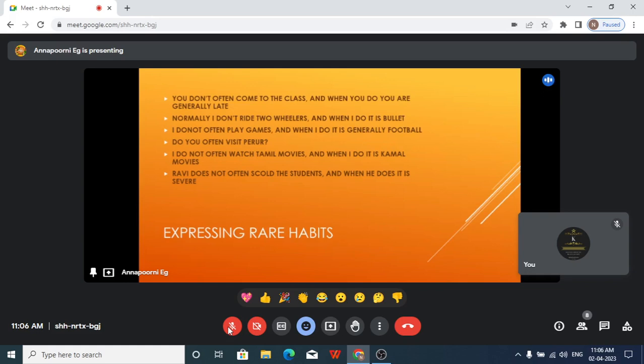So I'm reading it once again. I do not often play games, and when I do, it is generally football. So playing football is the rare habit which the person has. He doesn't play it very often. He plays it only rarely. So next one is Karthik. You can continue the fourth one also.